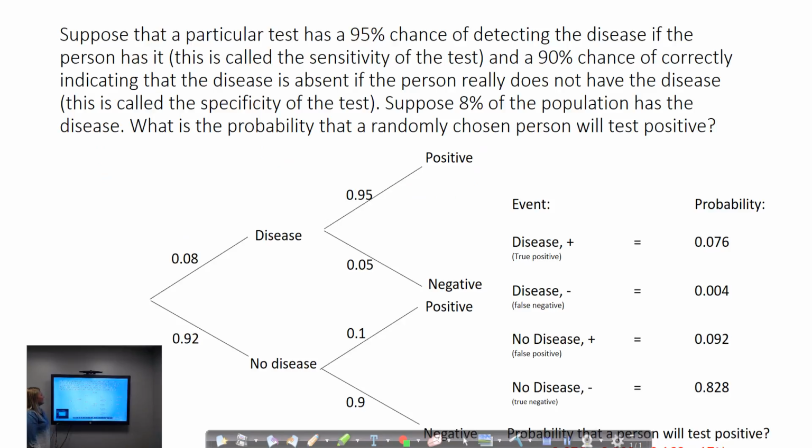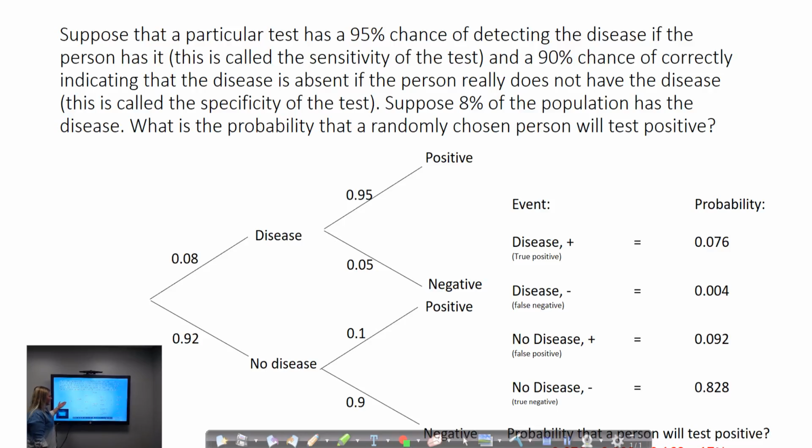So suppose that a particular test has a 95% chance of detecting the disease in a person that has it. This is called the sensitivity of the test, and a 90% chance of correctly indicating that the disease is absent in a person that does not have it. This is called the specificity of the test. Suppose 8% of the population has the disease. What is the probability that a randomly chosen person will test positive?